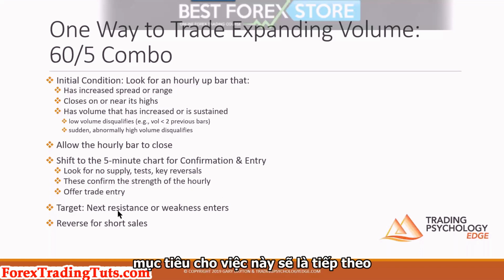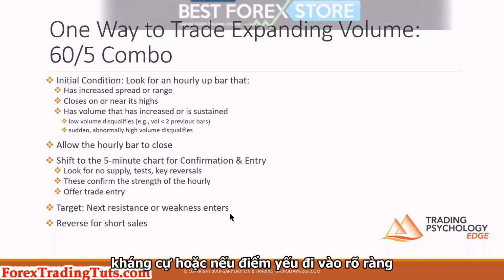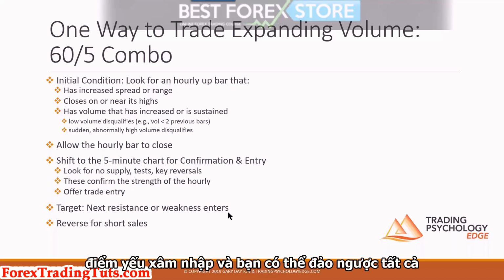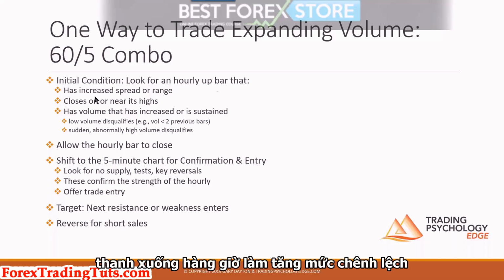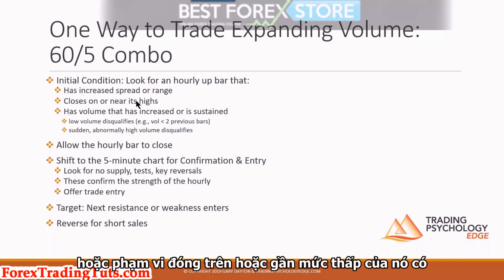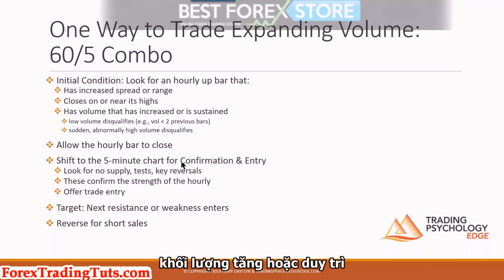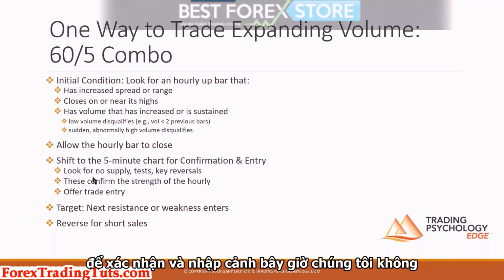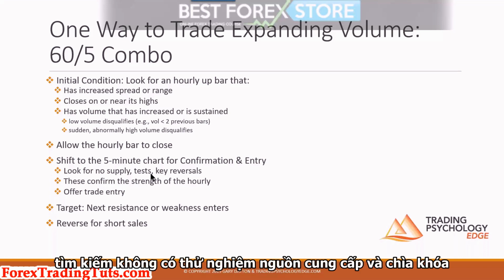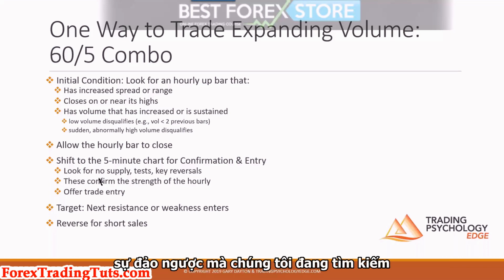The target for this would be next resistance, or if obvious weakness enters. And you can reverse all of this for short sales. So the initial condition, you're looking for an hourly down bar that's increased spread or range, closes on or near its lows, has volume that's increased or sustained. Then we shift to the 5-minute chart for confirmation and entry. Now we're not looking for no supply tests and key reversals. We're looking for no demand and hidden up thrusts.